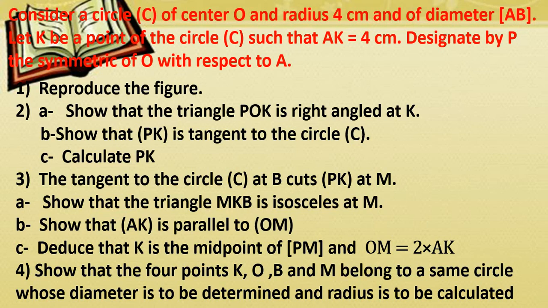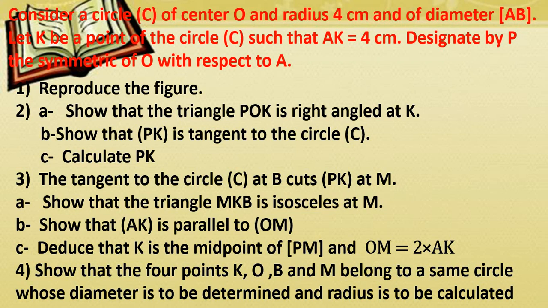Consider a circle C of center O and radius 4 cm and diameter AB. Let K be a point of the circle C such that AK is equal to 4 cm. Designate by P the symmetric of O with respect to A. First of all, we have to reproduce the figure.